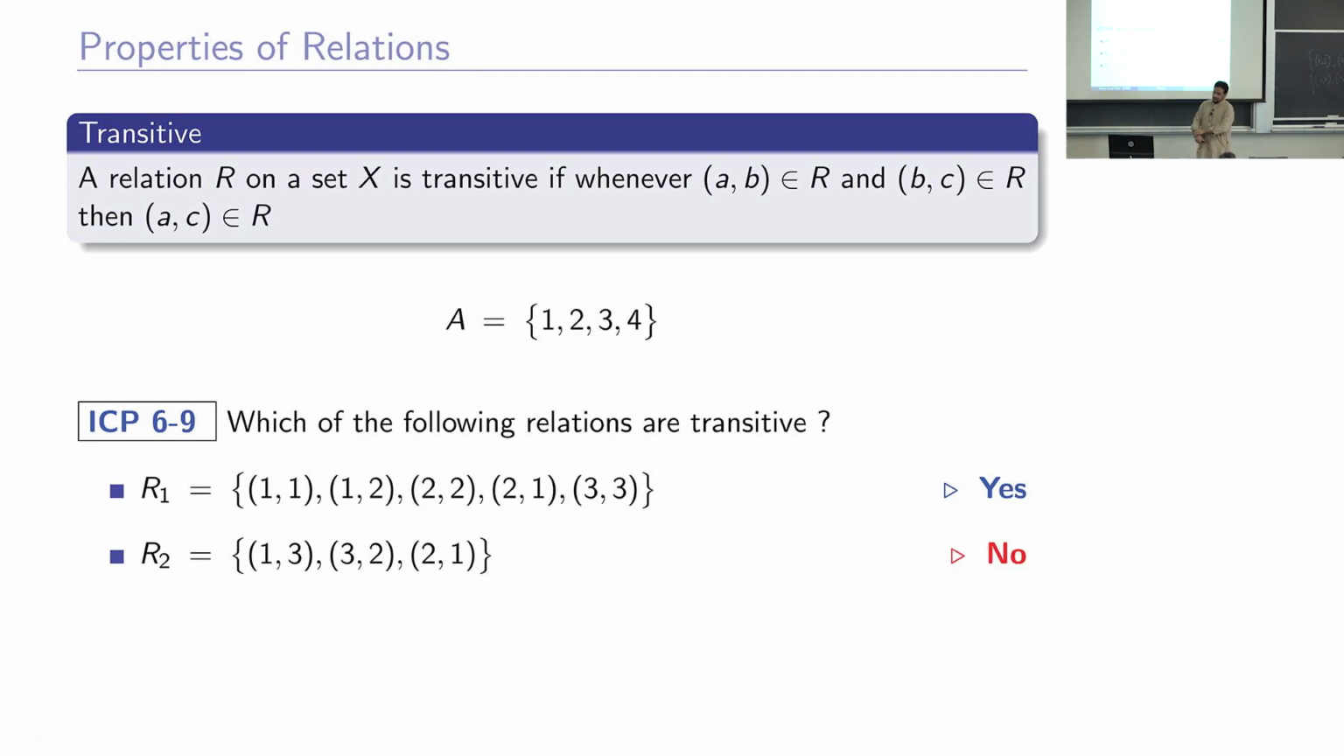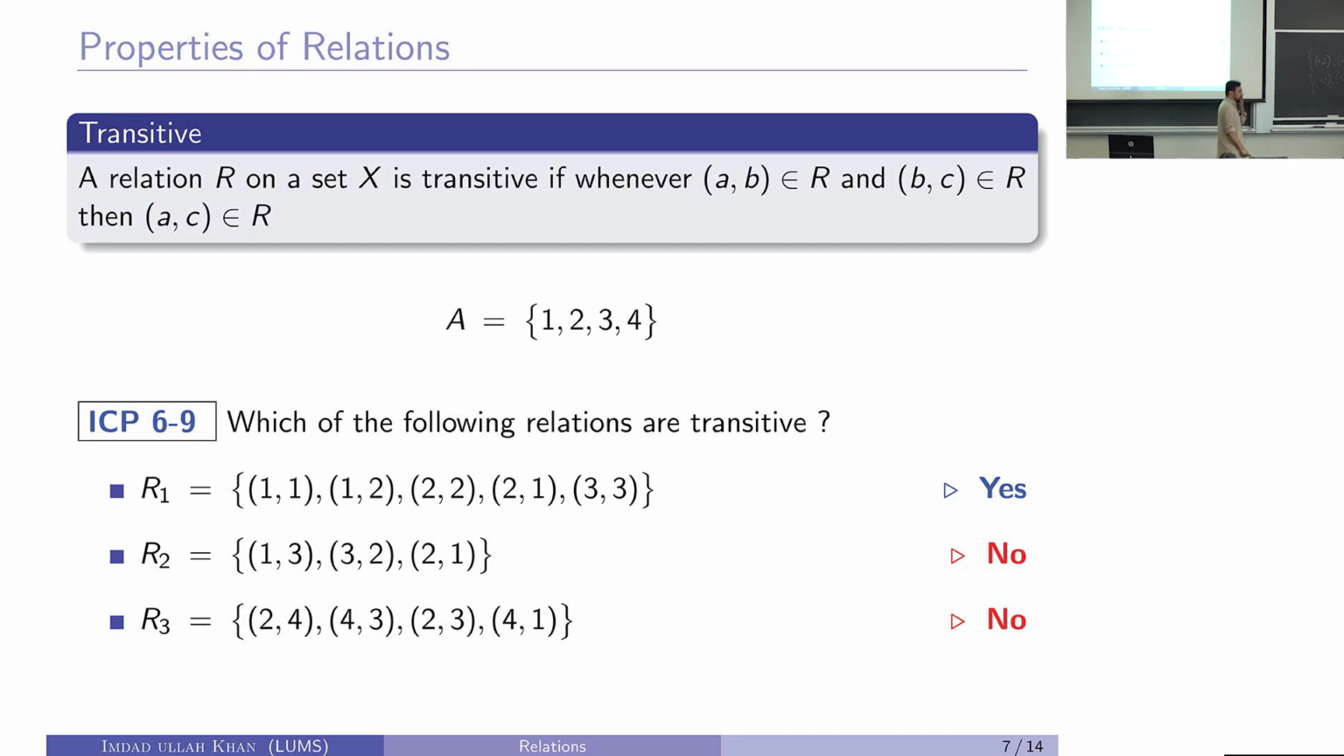Okay, R3. Is R3 transitive? Now remember, generally when people read this, a set is not an ordered thing, right? So we think of this 2, 4 and 4, 3. So 2, 3 should be there, which looks like it's there, right? The order is not important. I could write this set in many different ways. You have to check all combinations.